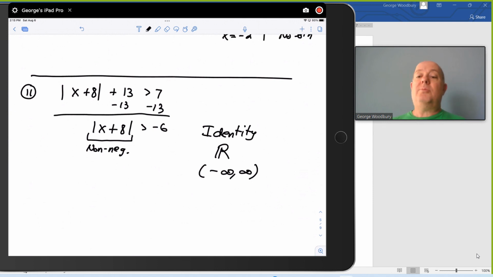All right, so that dealt with some of the odd cases when we're dealing with absolute value equations and inequalities, specifically when we're comparing them to either 0 or a negative number.